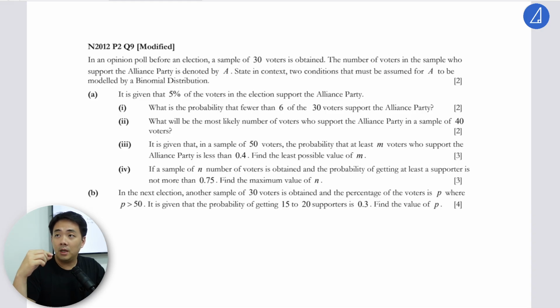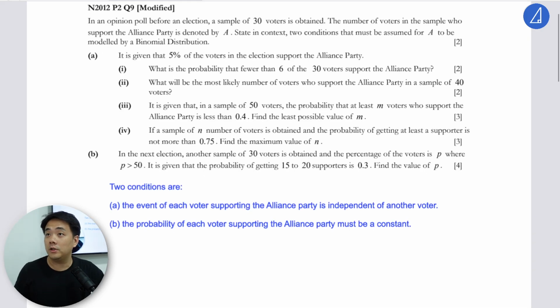The second condition is that the chance of each voter supporting the Alliance Party is constant throughout for every voter. You don't want a situation where voter number 1 has 5%, then voter number 2 has 50%, and so on. These are the two conditions you need to make sure are satisfied.